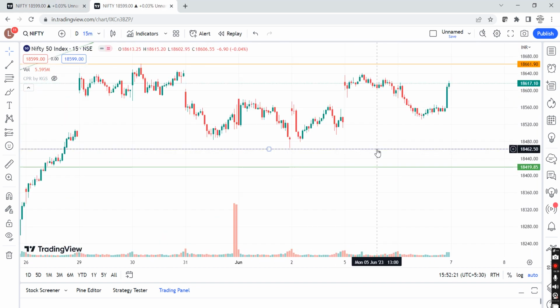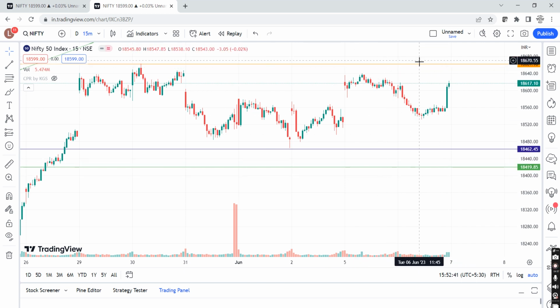Now, what is the analysis? You may know that since how many days? Since Monday, 29th May till 6th of June, we are in this zone where 18,660 is not being broken and 18,460 is not being broken, right? ऊपर रेसिस्टेंस ब्रेक नहीं हो रहा 18660 का और नीचे सपोर्ट ब्रेक नहीं हो रहा 18460 का.